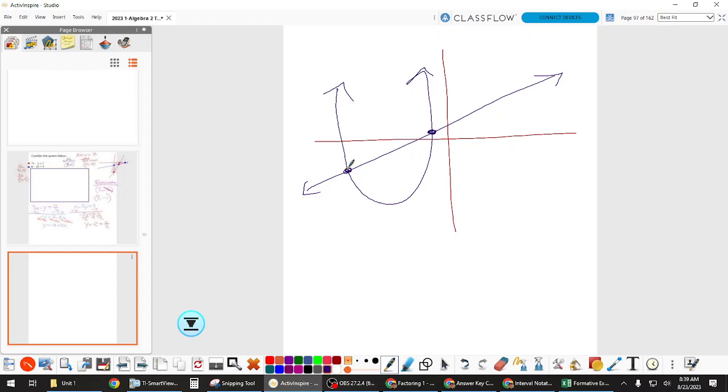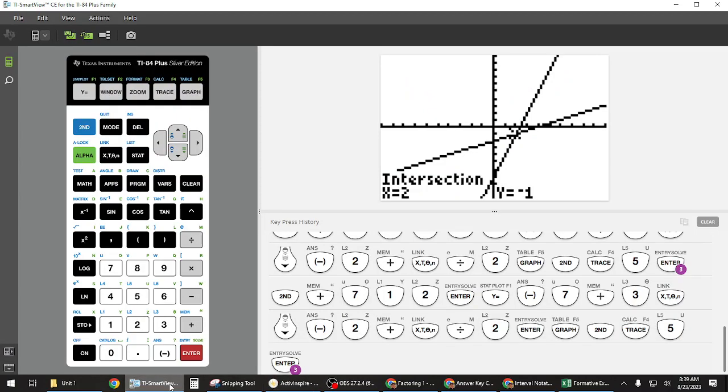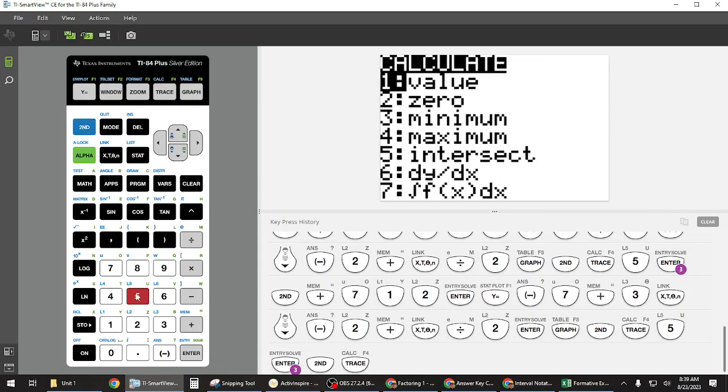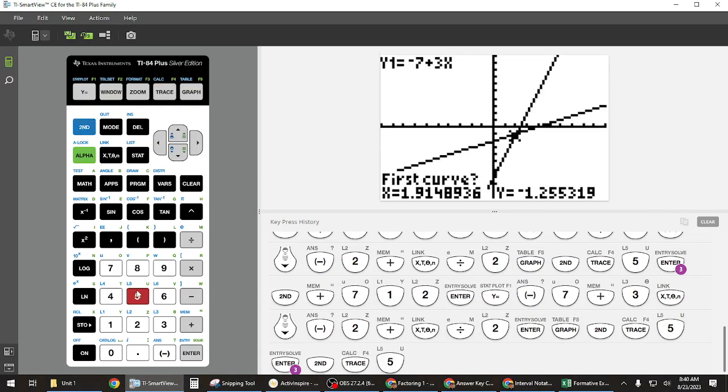It's second trace. Guys, some of these you might need the trace feature. So when you hit second trace and you go to calculate, you might have to tell it a left bound and a right bound. Here's what that means. You want to scroll till this cursor is left of your intersection, just visually left of it. So like on mine, if I had to do that, there we go. So it's left of the intersection.